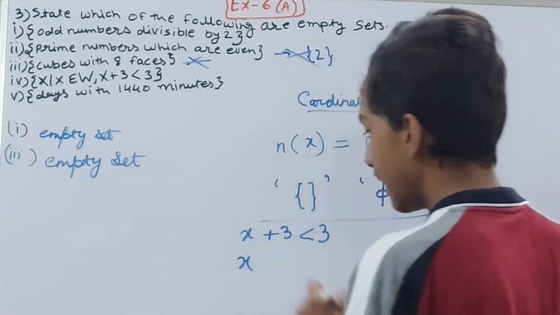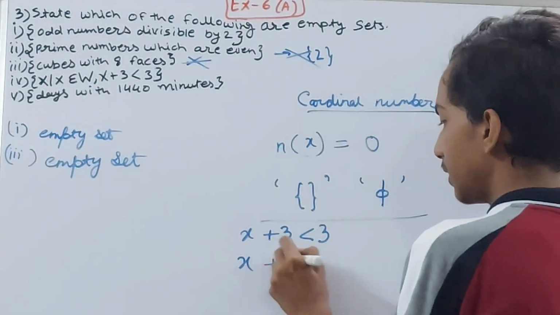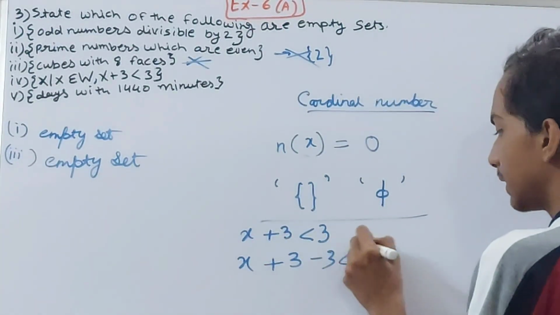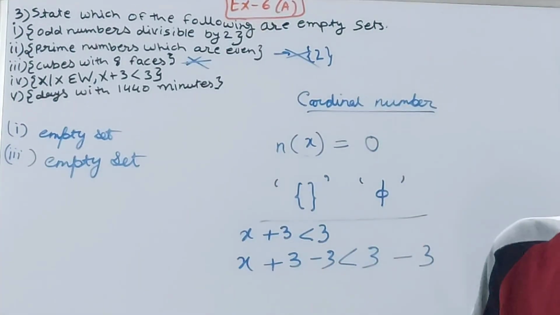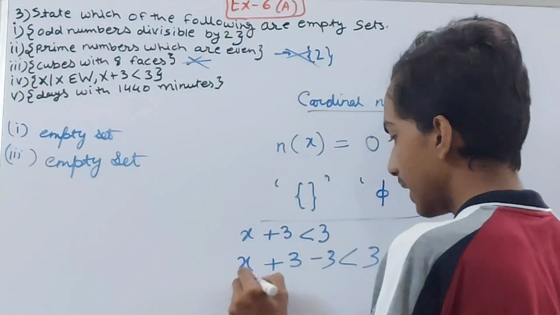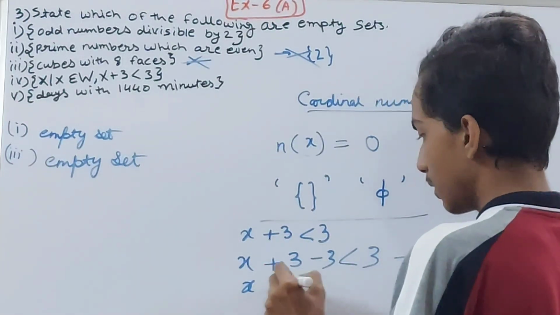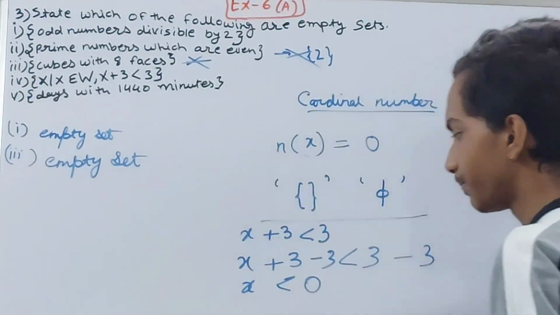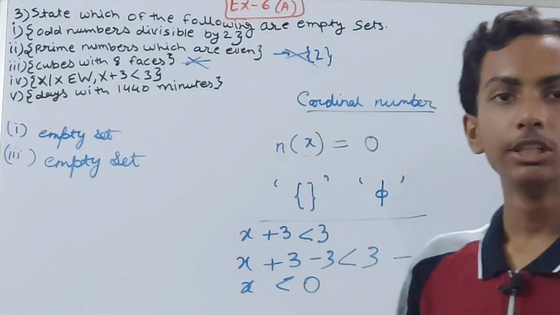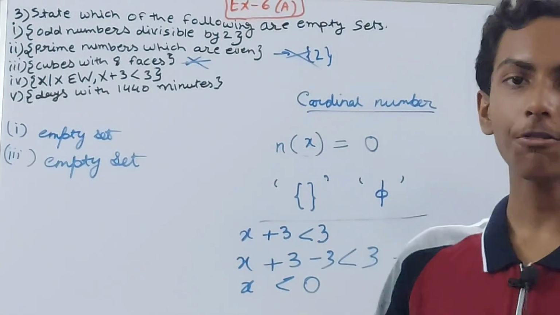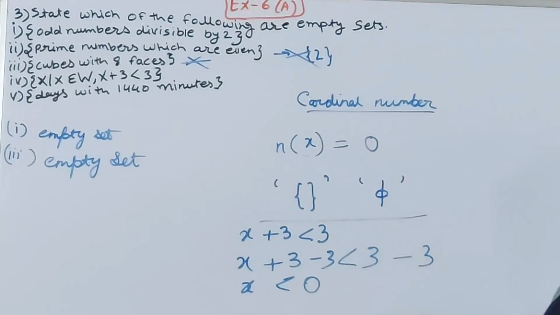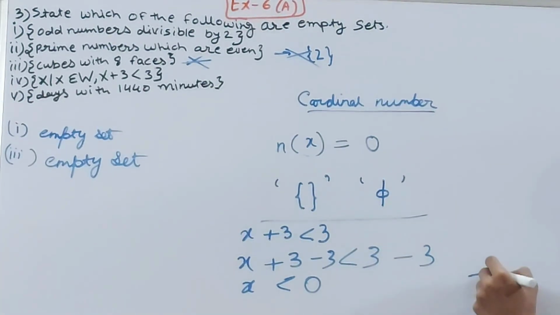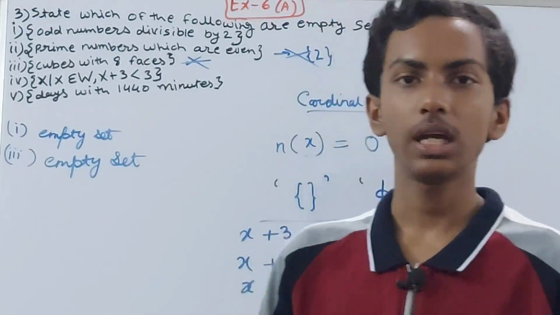You can take it here: x plus 3 minus 3 is less than 3 minus 3. I am subtracting 3 from both sides. What will that be? x is less than 0. So according to this, the value of x is coming less than 0. What numbers are there? Negative numbers. The value of x is coming negative.